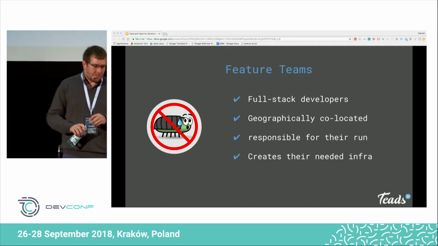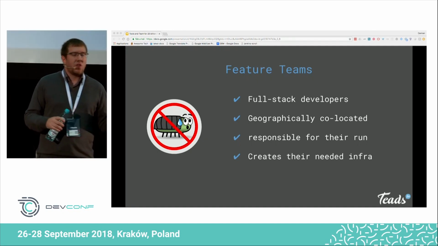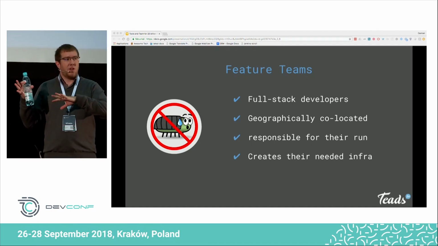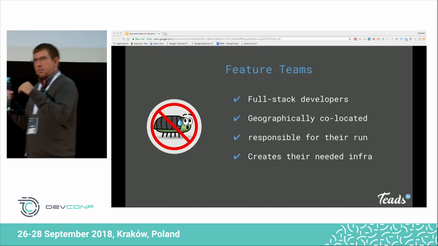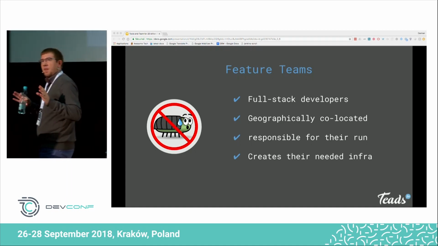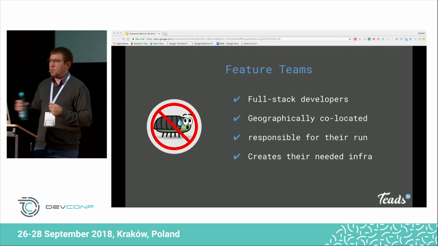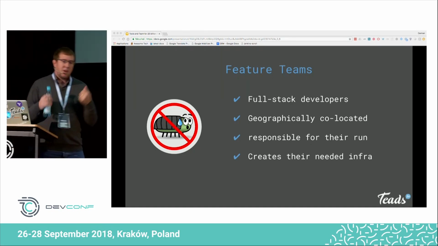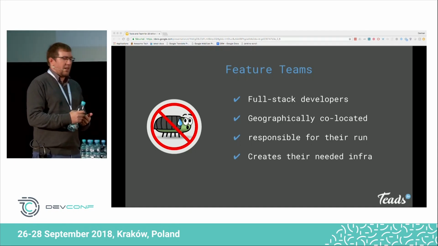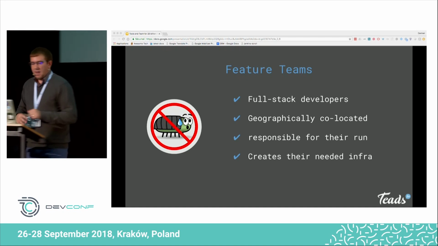Which means that my team, the infrastructure team, does not intervene whenever there's an outage. If the outage concerns only a feature team, it's the feature team's problem. We will help if they need it. We will provide logs. We will provide information. We will be there as a support team, but it's their responsibility in the end. And like I said, with Terraform, feature teams do create their needed infrastructure.